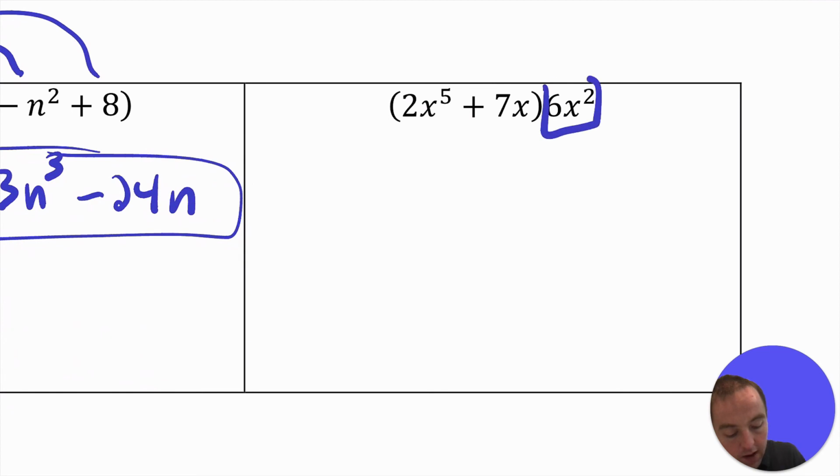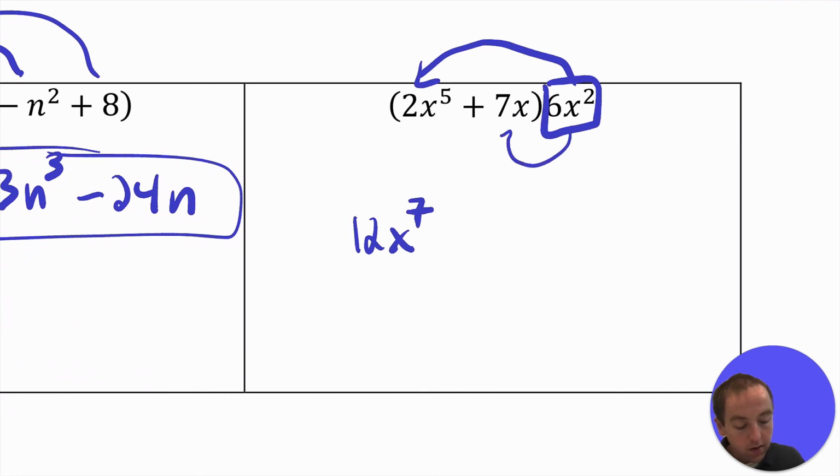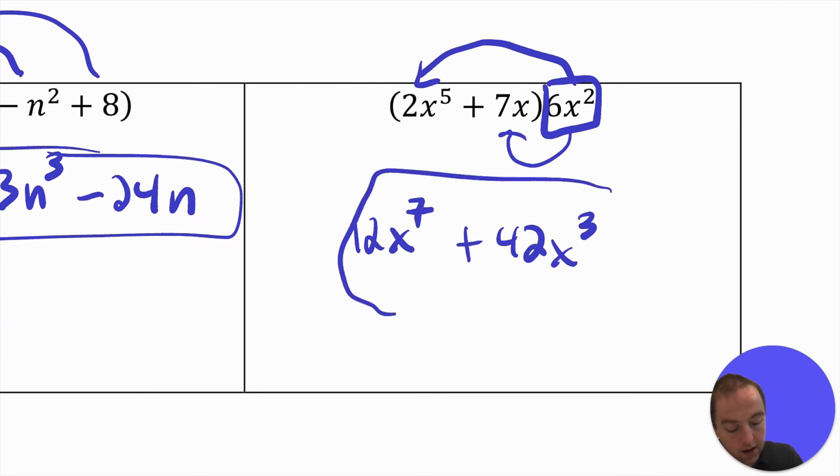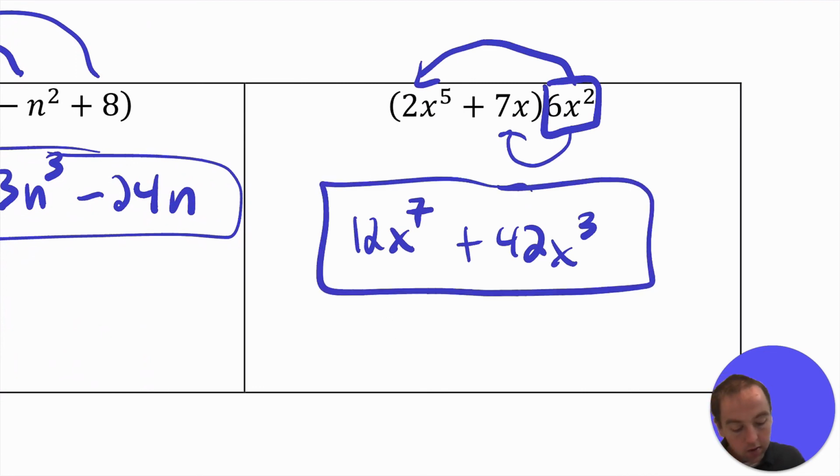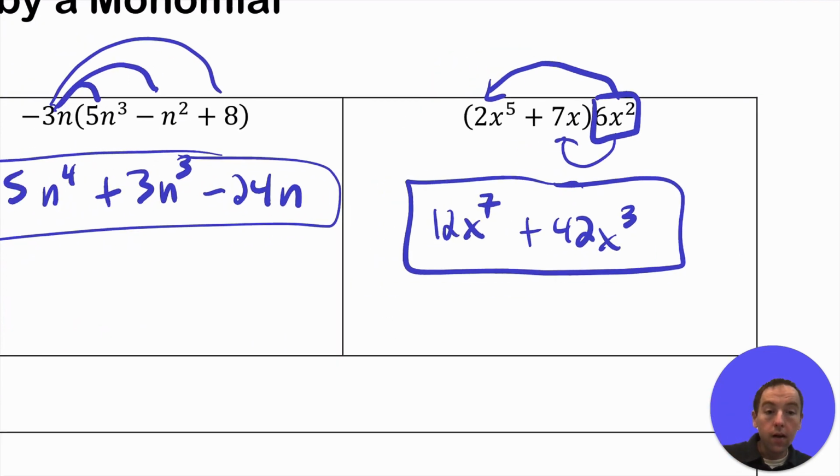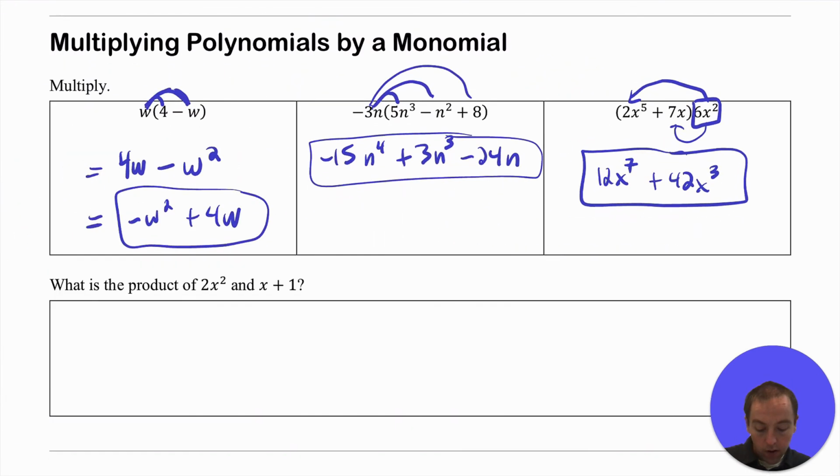So if you take that, 6 times 2 is going to be 12, and x squared times x to the fifth is x to the seventh. And then when you distribute to there, 6 times 7 is 42, and x times x to the second is x to the third. And then that would be your simplified form, and that's also in standard form because the exponents go in decreasing order.